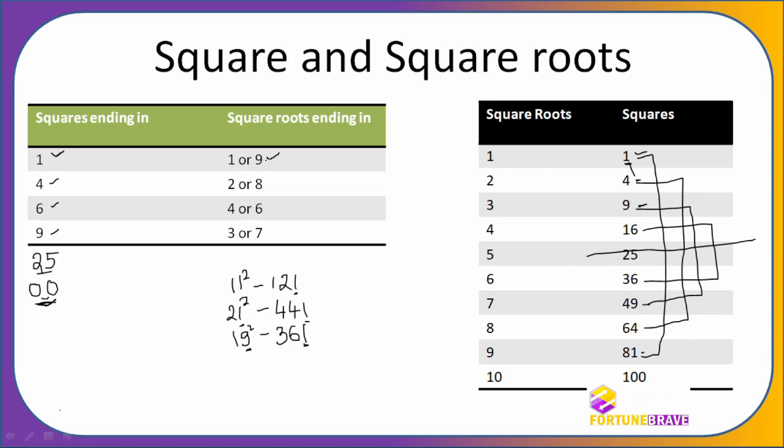If the square is ending in 4, you can see it is 2 or 8. It is 2 or 8. Right? Okay. Now you see 6. If the square is ending in 6, the square root will be ending in 4 or 6. Likewise, if the square is ending in 9, then the square root will be ending in 3 or 7. And these two, you know, it is 5 and this is 0.